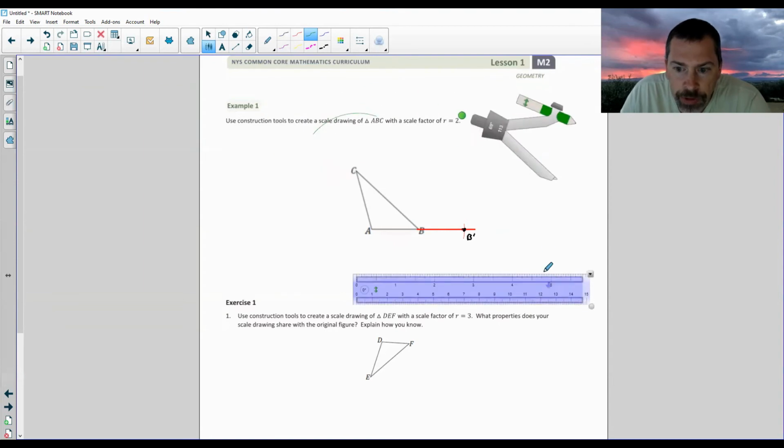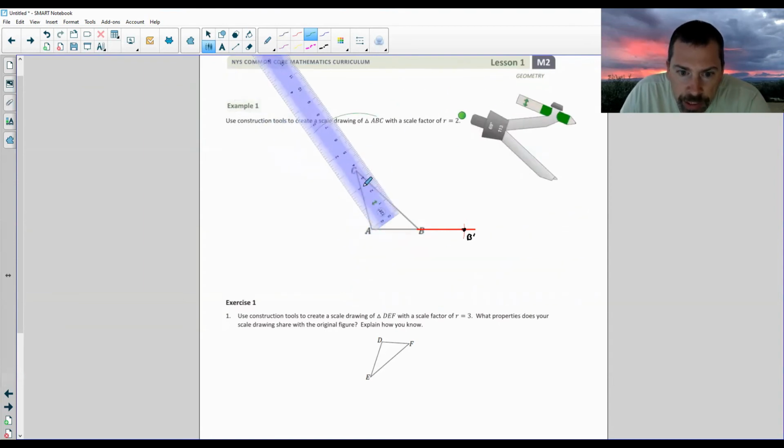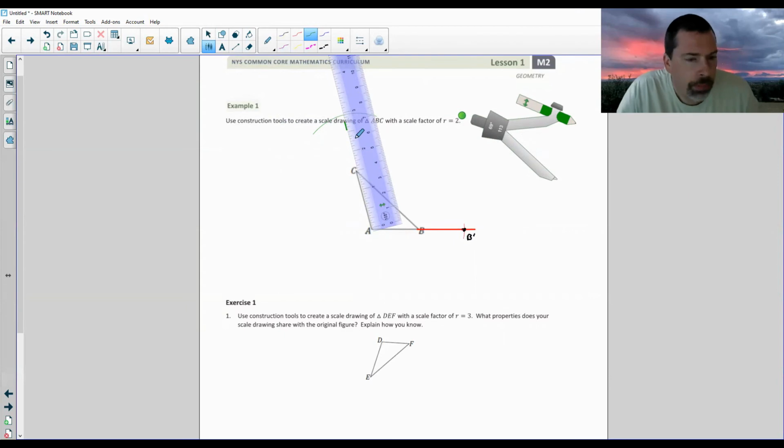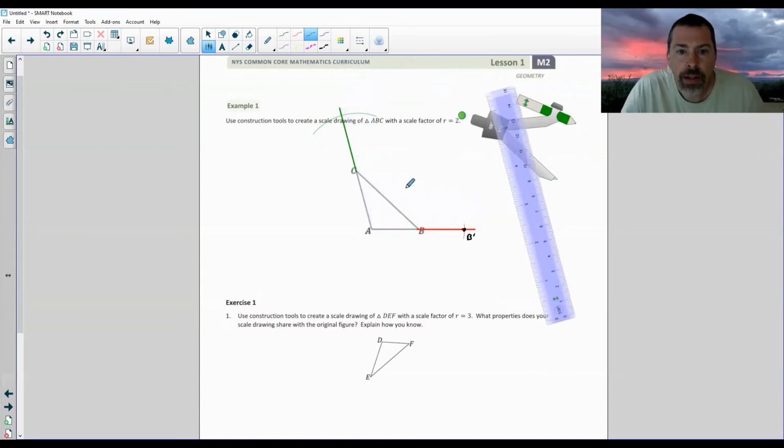I will then take my ruler, put that at A, line it up with side AC that's already there. Whoops, missed it. Right there, I think. And then just move it over a little. Extend C out past that arc. That point is now going to be C prime.